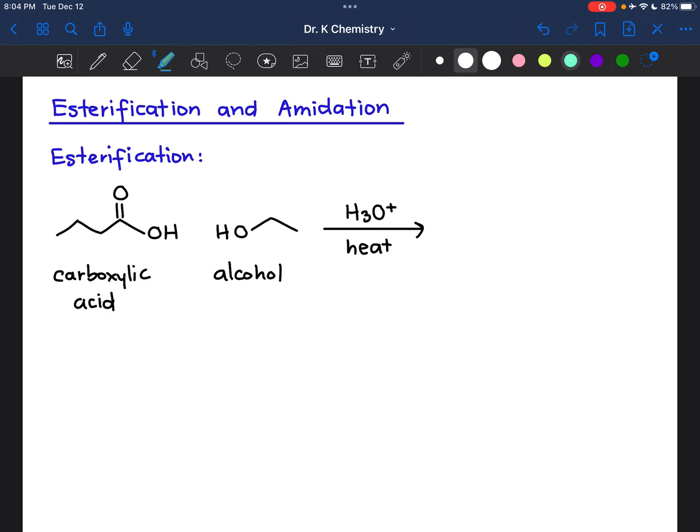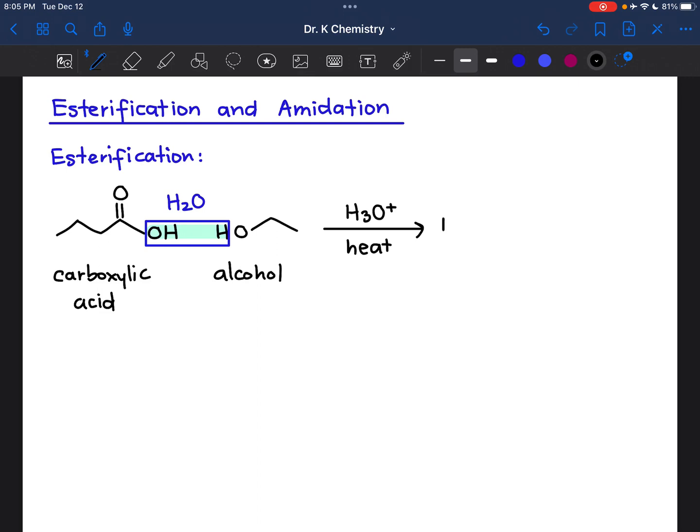The first thing I'm going to do is find some way of generating a water molecule. And notice there's an OH on the carboxylic acid, and I can take the hydrogen from the alcohol to form H2O. So this component is going to form a water molecule. And you could have done this in the other direction. So alternatively, you could have taken the OH from the alcohol and the hydrogen from the carboxylic acid. That would also yield the exact same product. So either way that you do it will be fine.